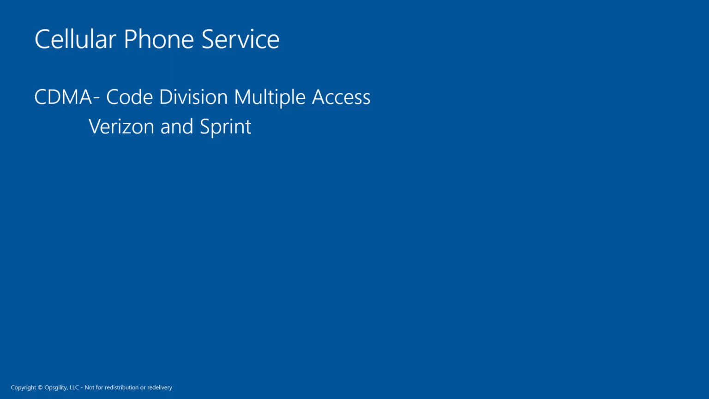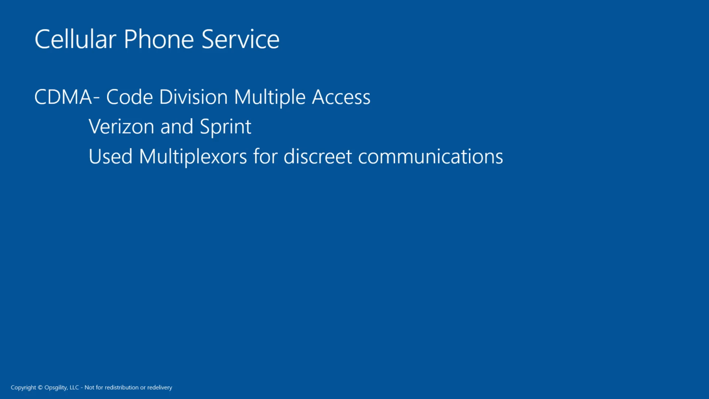Another type of cellular phone service was CDMA, or Code Division Multiple Access. And it was very popular with Verizon and Sprint. And it used multiplexers for discrete communication. And that allowed us to divide the signals so each user had their own private code connection. Instead of sharing time with one stream, they each had their own discrete one. There was far less coverage with CDMA, but generally the call quality was better.